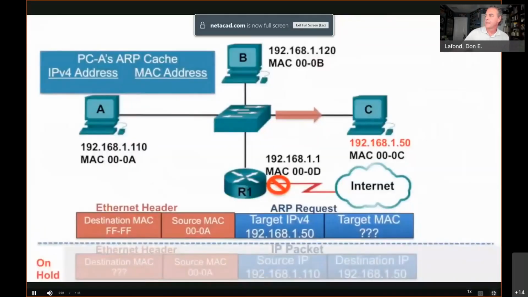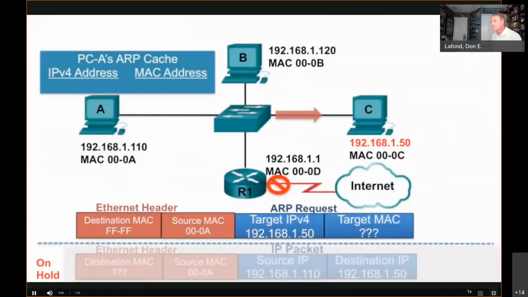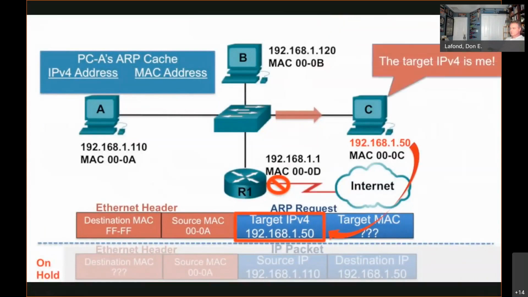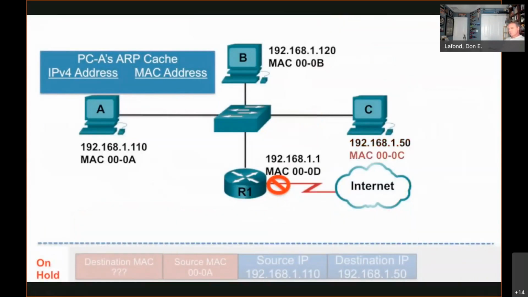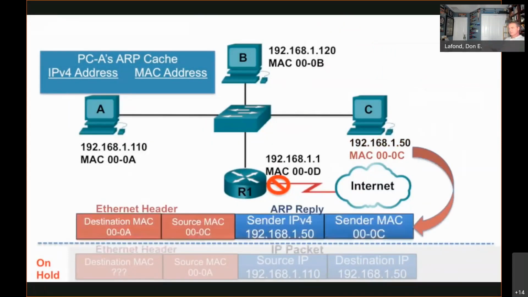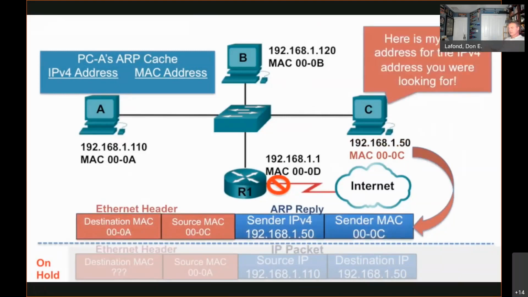In the previous video, we saw an ARP request from PC-A looking for the MAC address of PC-C. In this video, we will see the ARP reply in response to that ARP request. PC-C, when it received the ARP request, examined the target IPv4 address and compared it against its own IPv4 address and noticed that it was the intended target. So PC-C will generate an ARP reply in response to that ARP request. The ARP reply includes its own IPv4 address and its own MAC address.